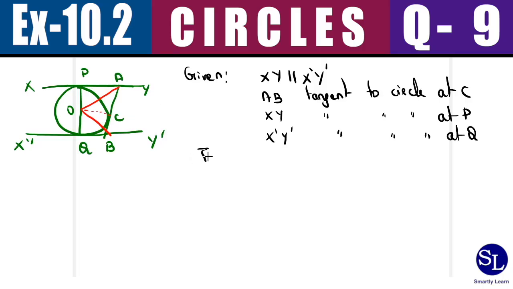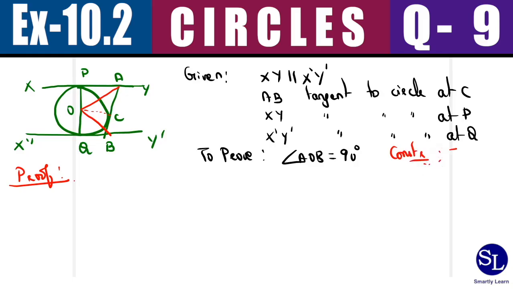So now what we need to prove? We are going to prove that angle AOB should be equal to 90 degrees. This is what we need to prove. So let's start with the proof. We have already joined OC, so you can also list that in the construction section and say join OC. Now let's write the proof.